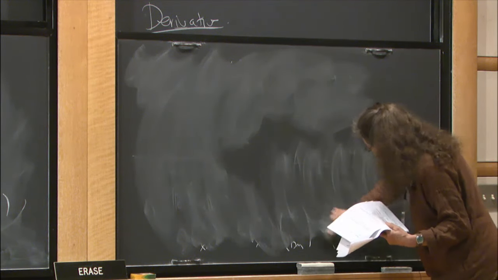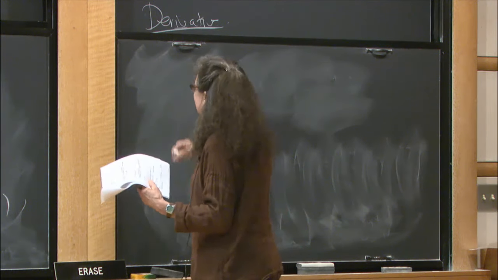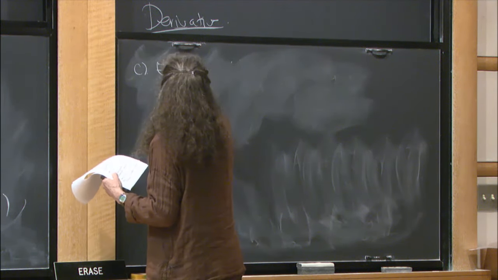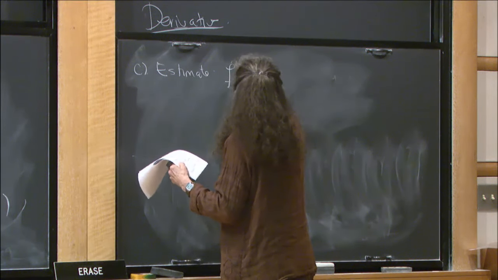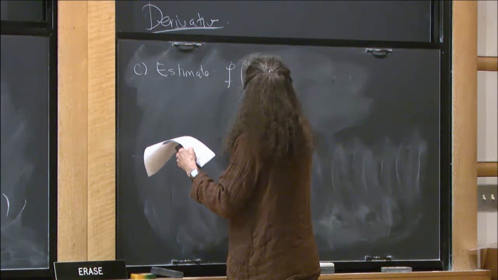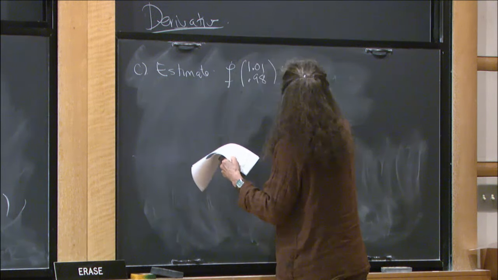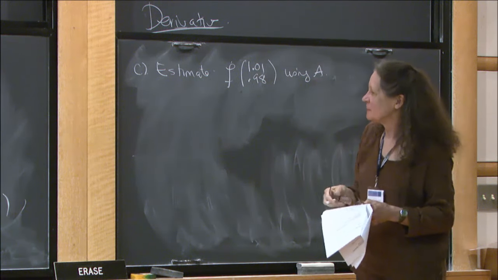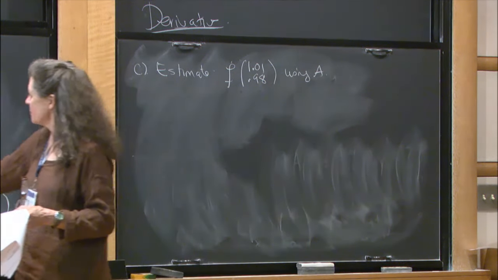and C. You can think of how to do A while I erase the blackboard here. It's not hard. What's C? So C is estimate f of 1.01, 0.98 using A. Okay, so how do we do this?